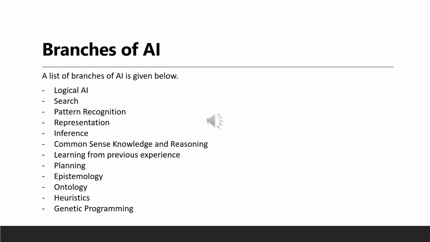Then lastly, we have the genetic programming. Genetic programming is an automated method for creating a working computer program from a high level statement of a problem. It starts from a high level statement of what needs to be done and automatically creates a computer program to solve the problem.